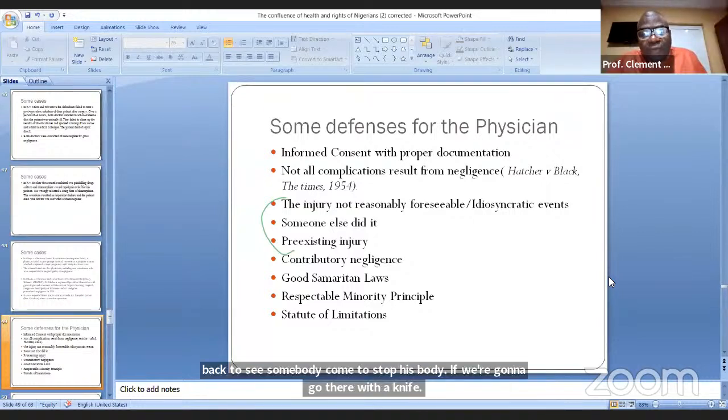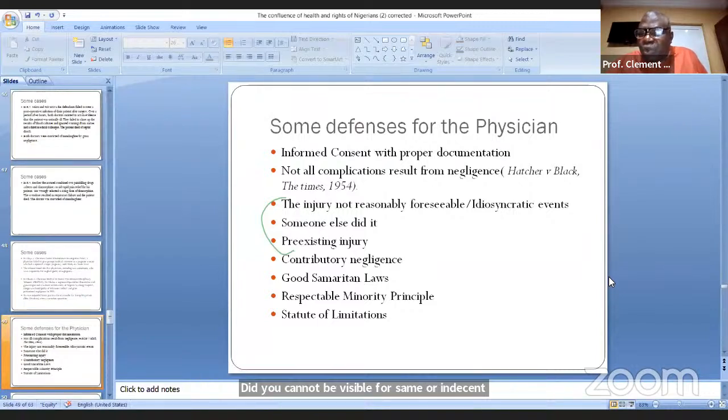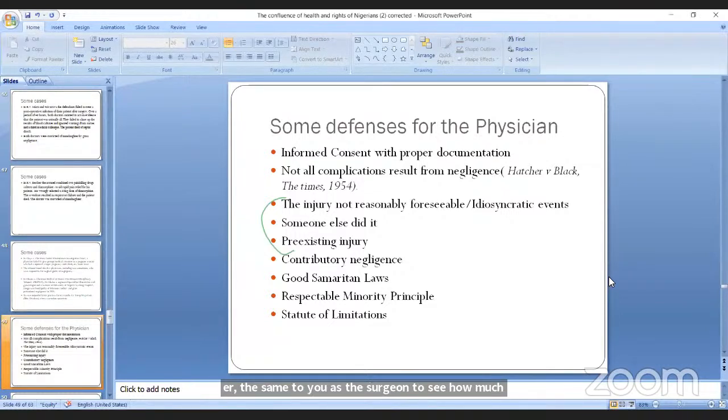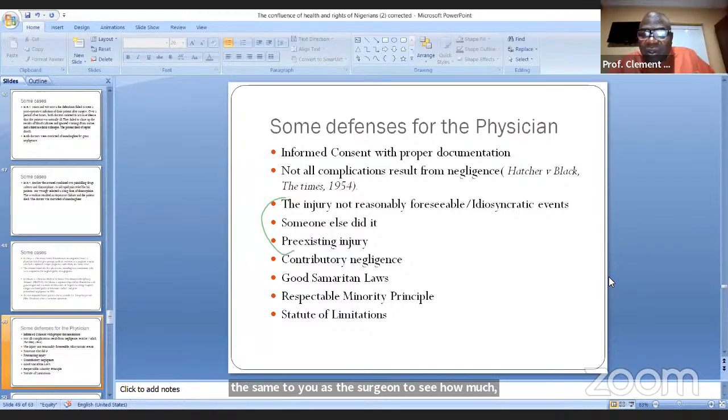The injury could not be visibly foreseen, or idiosyncratic events. You give a drug that is used by everybody, no issues, but this particular patient takes the drug and reacts in a very funny manner and dies. That would be called idiosyncrasy. Someone else did it. You didn't cause the injury. Somebody did an operation, damaged the intestine, damaged the bladder, and they sent the patient to you as a surgeon to see how much damage control you can offer. In that case, you can have that defense.